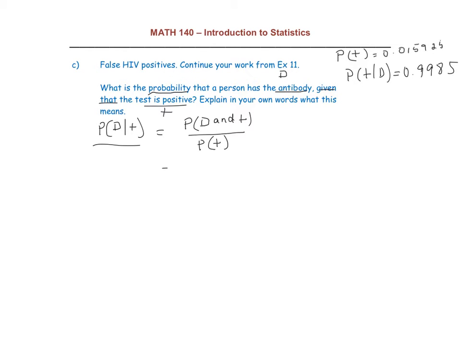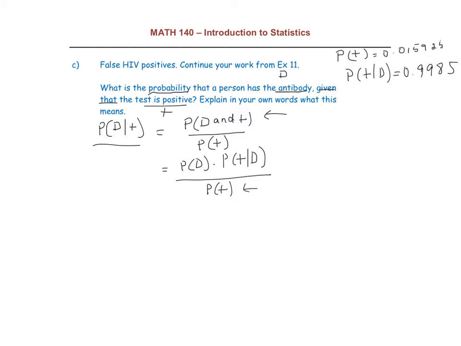So this is basically derived from the multiplication rule. Now all we have to do is write it in a way that we can plug in the numbers that we have so far and figure out the required probability. So in the numerator, again we use the multiplication rule, probability of the first event D times the probability of the second event positive given that the first event happened, the whole divided by probability of positive that we know from the previous part, and it's equal to 0.015925.